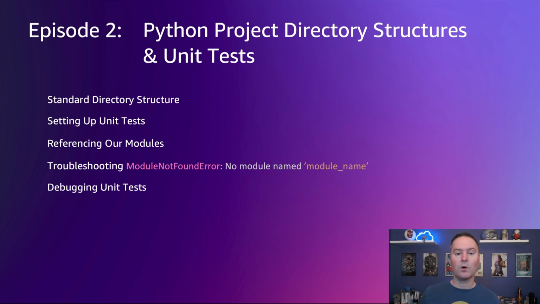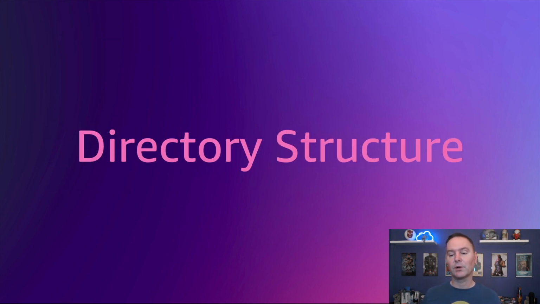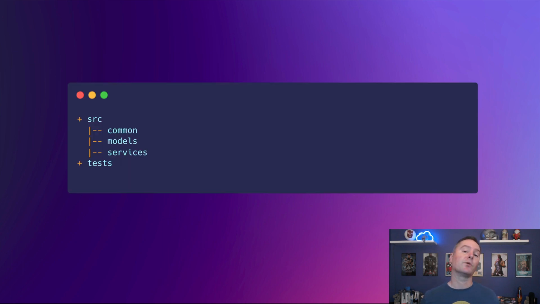Before we begin, I just want to go over really quickly what my directory structure is going to look like. I'm going to keep it fairly simple, fairly basic. I'm going to have a source directory. I'm going to have a test directory. Within my source directory, I'm going to have 3 main directories that I use. I'm going to have a common area for common functions. I'm going to have a models area that represents a model or an item or a state of something.